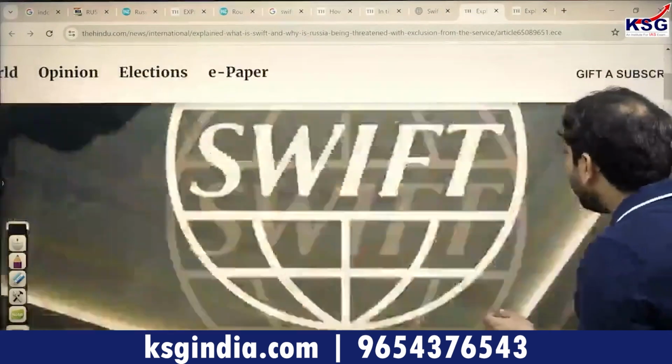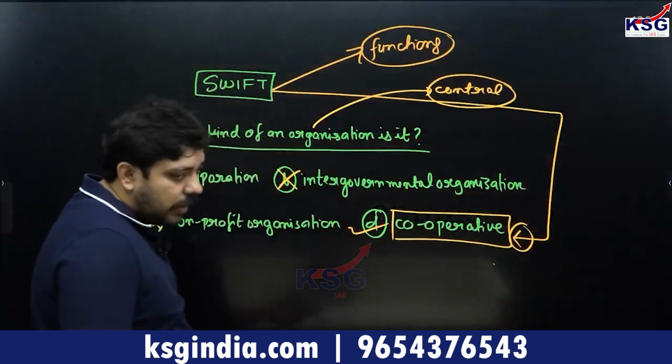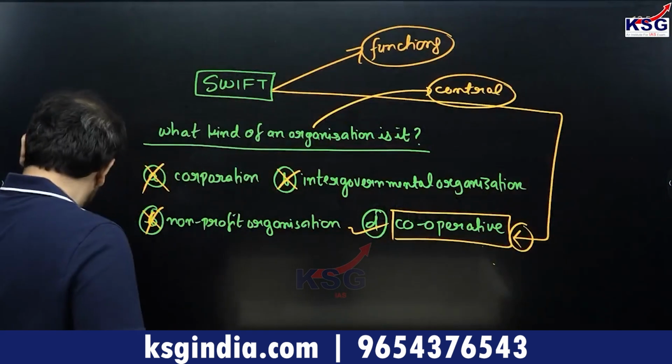Okay, so we are looking at the ouster of the Russian banks from both the use of dollars and also SWIFT. So this is what we are taking a look at.